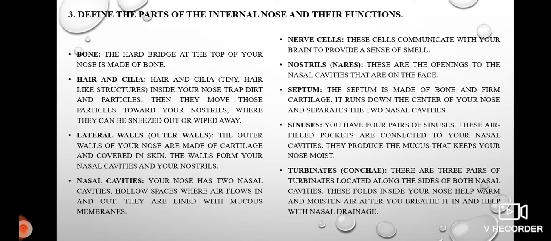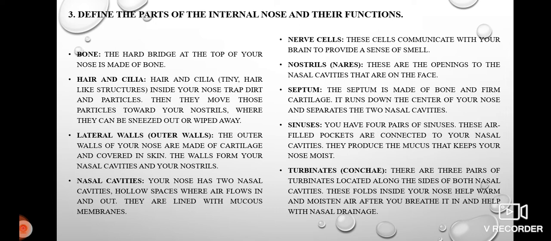Ito yung septum. And the sinuses naman, you have 4 pairs of sinuses. These air-filled pockets are connected to your nasal cavities. They produce the mucus that keeps your nose moist. So itong sinuses naman, meron itong 4 parts. So ang first dito is the frontal sinus, and the sphenoid sinus, and the third one, ethmoid air cells, and the fourth one is maxillary sinus.